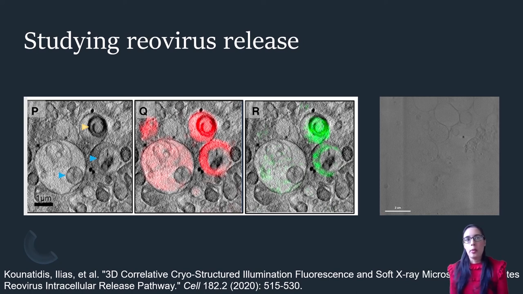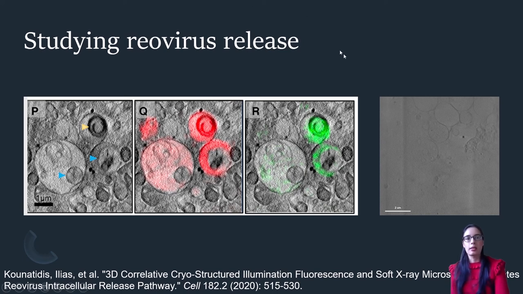These are U2OS cells, which are fluorescent and they express galectin 3 in red. And this is a way of telling which endosomes have disrupted cell membranes. The cells were also infected with a fluorescently labelled reovirus in green. And here we found vesicles that were carrying the virus, which also co-localized with galectin 3, confirming that they had disrupted cell membranes.